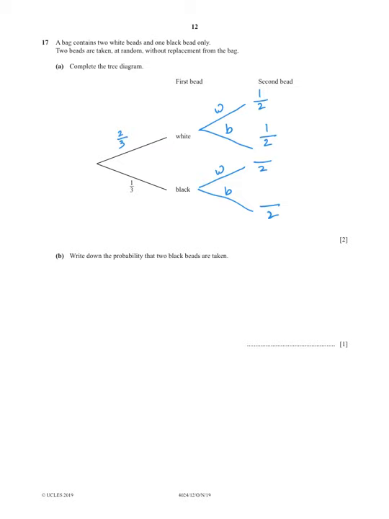If you pick black, white after the black, so that will be 2 upon 2, and if you pick another black, it will be 0 divided by 2. So that is your completion of the tree diagram. Write down the possibility that the 2 black beads are taken. So the possibility for the two black beads is 0, and that is your answer.